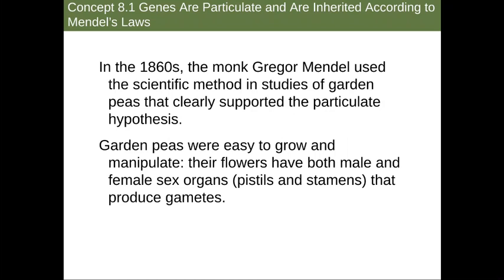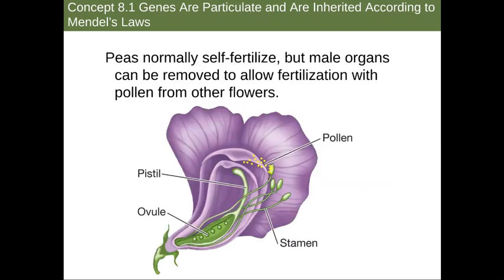So by the 1860s, Gregor Mendel used a scientific method in studies of his garden peas, and that really supported the particulate hypothesis. Garden peas were easy to grow and manipulate, created a model system that was easy to replicate, and produced large quantities of offspring.